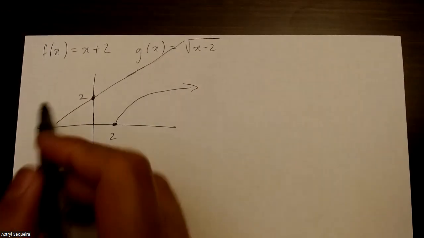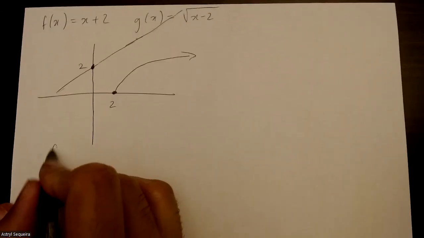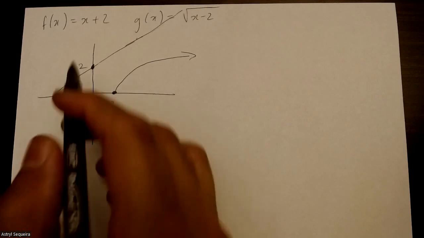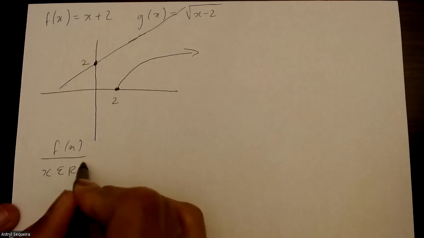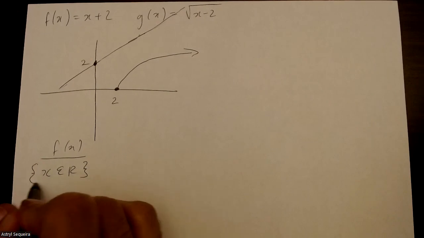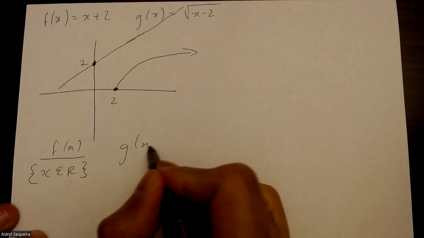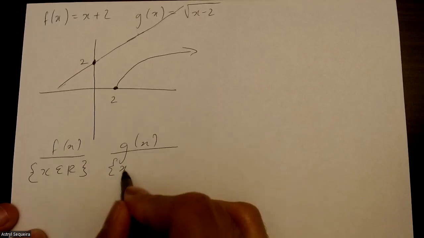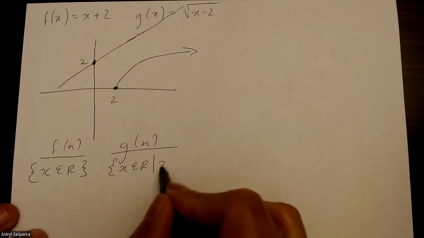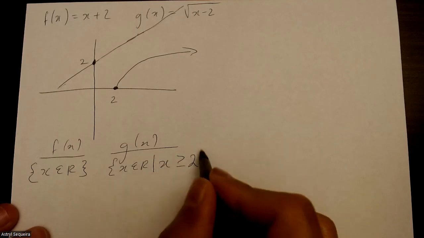So let's do the domain of these two functions. For f of x, my domain is just all real numbers. That's my domain for pretty much any linear function. For g of x, my domain is x is an element of all real numbers such that x is greater than or equal to 2.